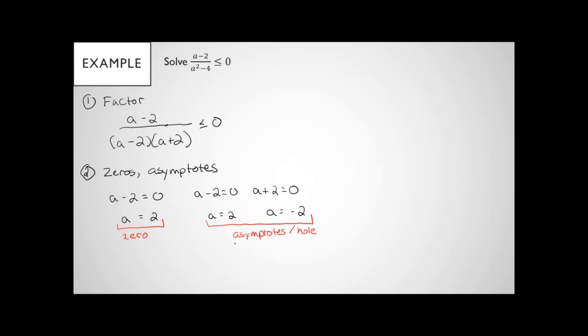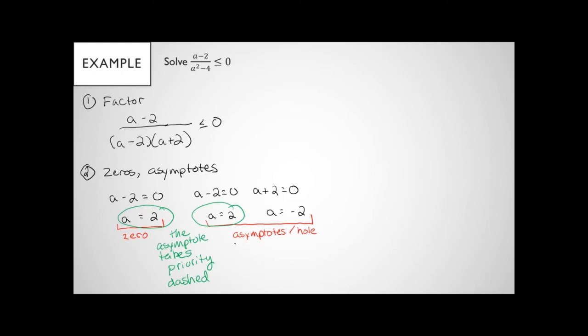Because we've got repeated numbers here, I've got an x minus 2 in both. It's both a 0 and an asymptote. The asymptote takes priority. So that means we're going to use a dashed line at that place. We're not going to use a solid. We're going to use a dashed line. Because asymptotes and holes take priority because we can't divide by 0. And so we just have to make sure that we exclude that.